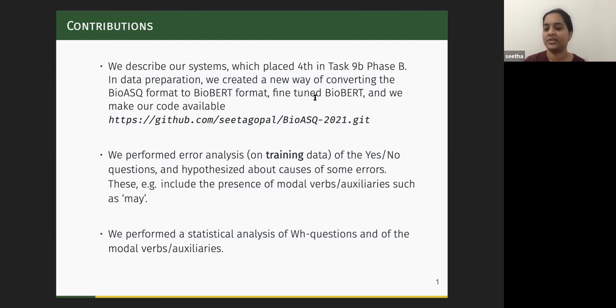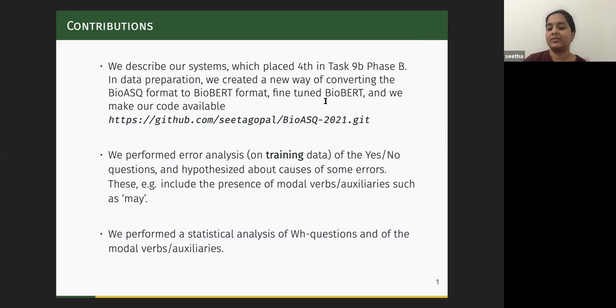One is by training BioBERT on the 9B training data, and the other is without training the model, just using the pre-trained weights which are available. Obviously, the model trained on the data performed better than the other submission.